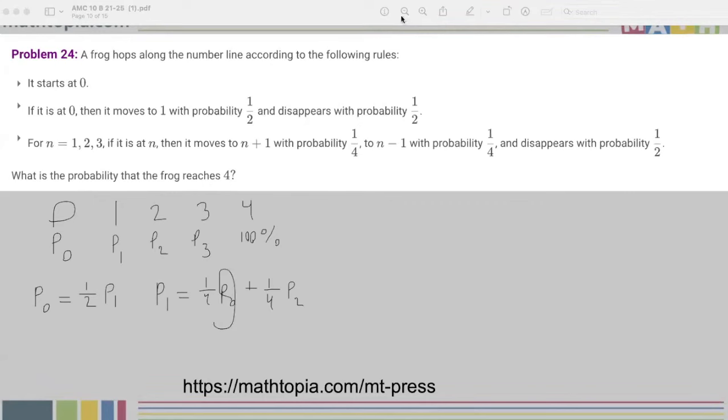These represent the probabilities, but we're going towards the numbers, right? So if we are at 1, what is the probability that we make it to 4 given that we're at 1?